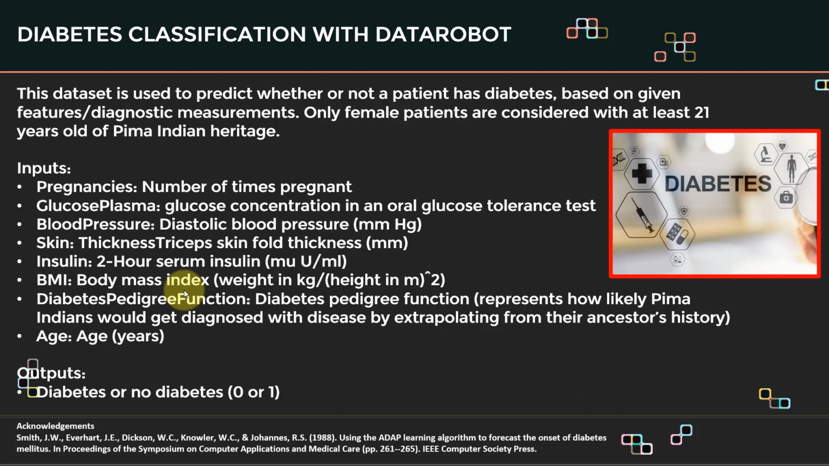And we're also going to feed the model with the diabetes pedigree function. I've included a little bit of description here for you. Simply, this diabetes pedigree function represents how likely Pima Indians would get diagnosed with the disease by extrapolating from their ancestors' history. And then finally, we are going to have the age, in years.